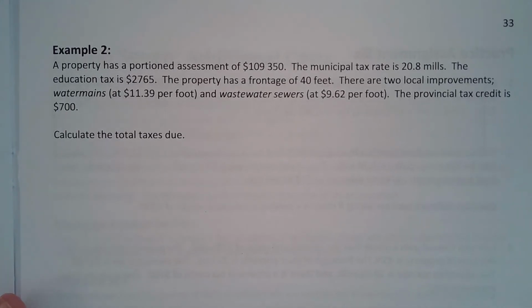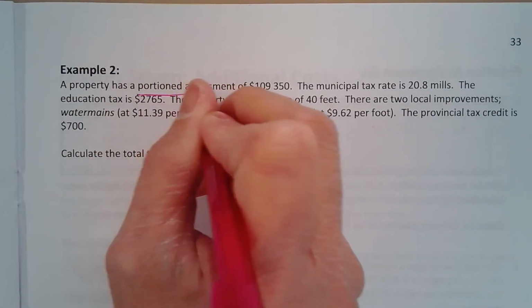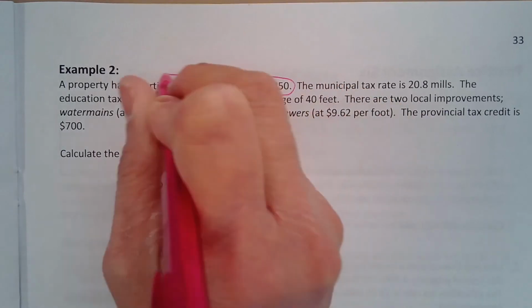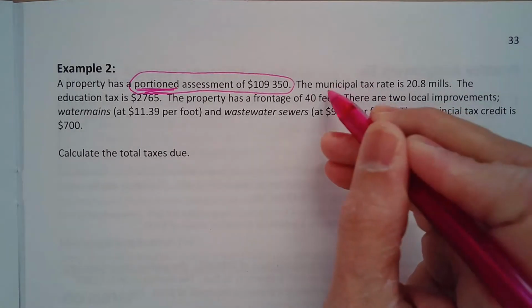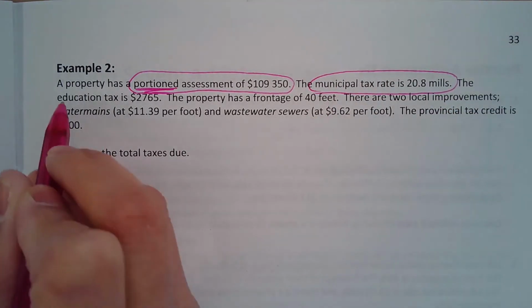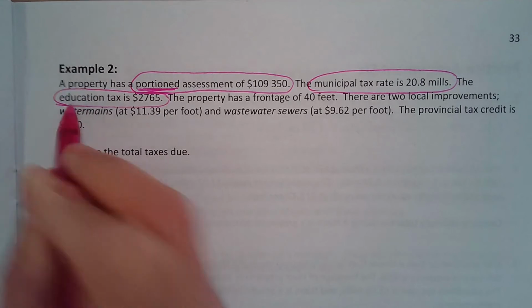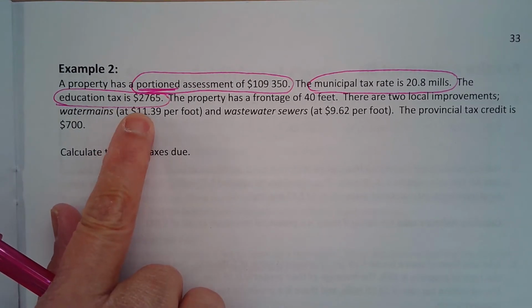So, a property has a portioned assessment. I've got to make sure that I highlight that. Portion assessment is this. It's already portioned, so we don't have to do the portion thing. The municipal tax rate is 20.8. I'm going to circle that. Education tax, oh look at that. They said education tax is 27.65. It looks like we don't have to calculate that because they already gave us that value.